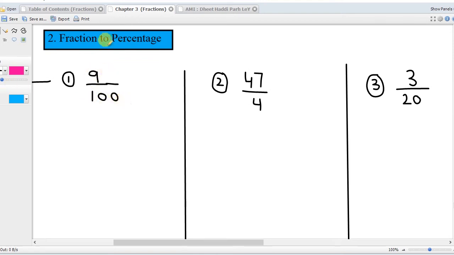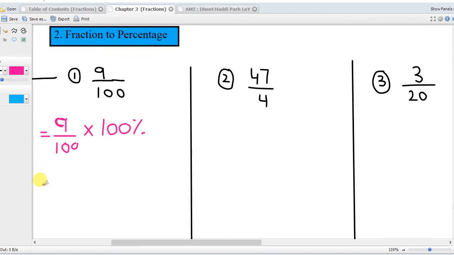So this is 9 over 100 and we have to convert it into the percentage. Whenever you have to convert any number, whether it can be a fraction or a whole number, into the percentage, simply you have to times it with 100%. Always remember this thing, right? Okay. Now, what is the value at the bottom of this 100%? If there is no value shown to you, that is 1.